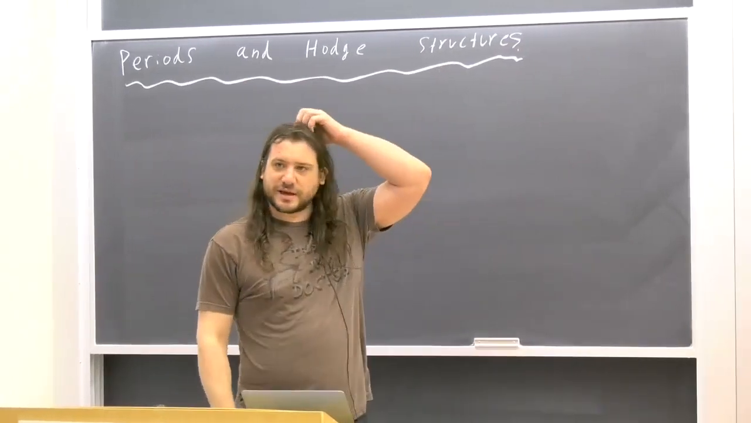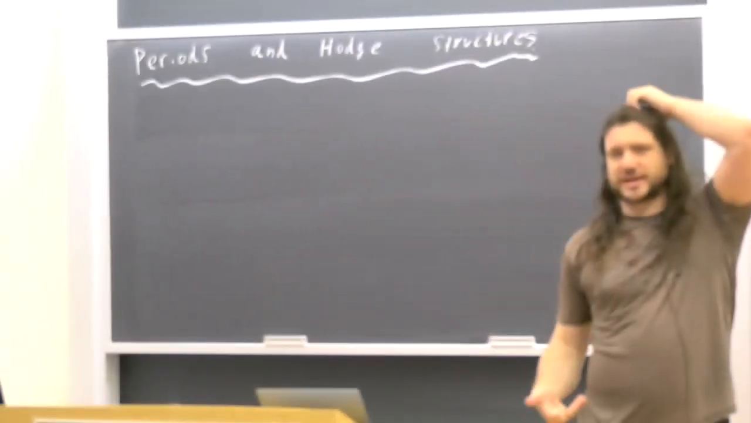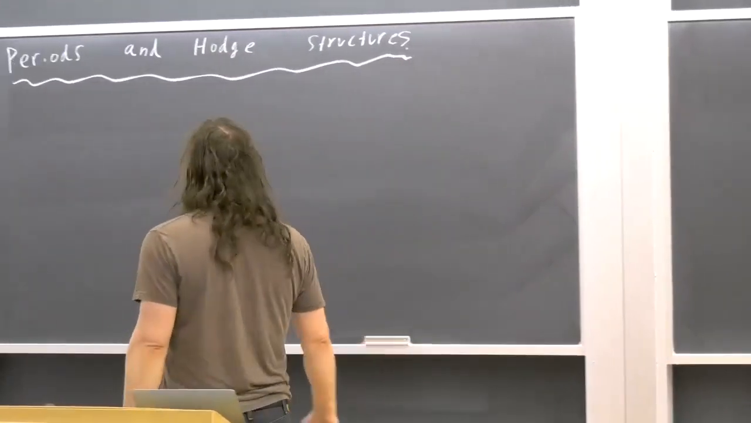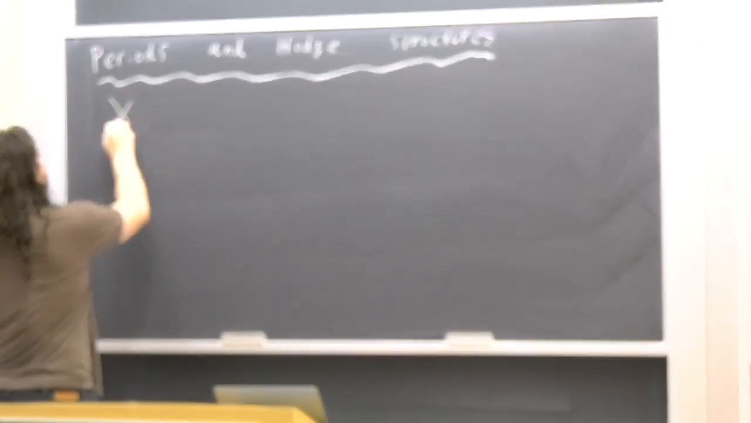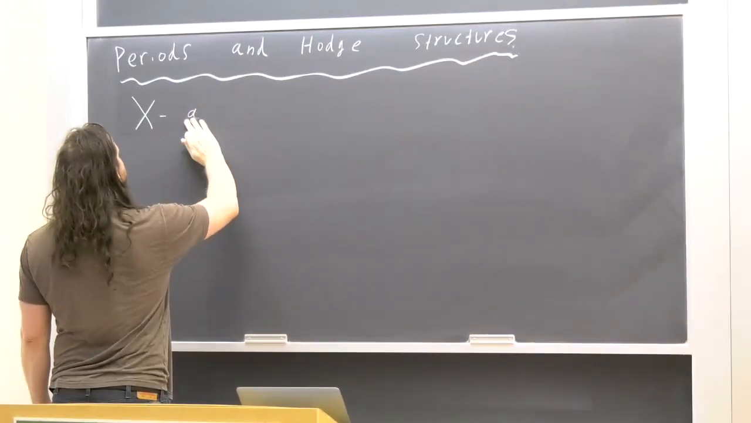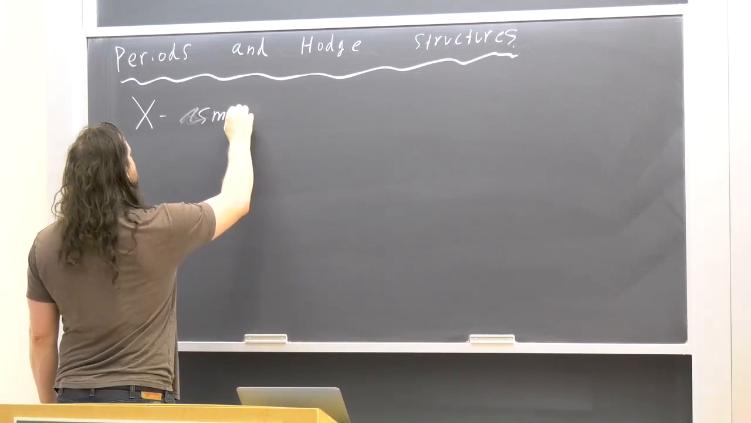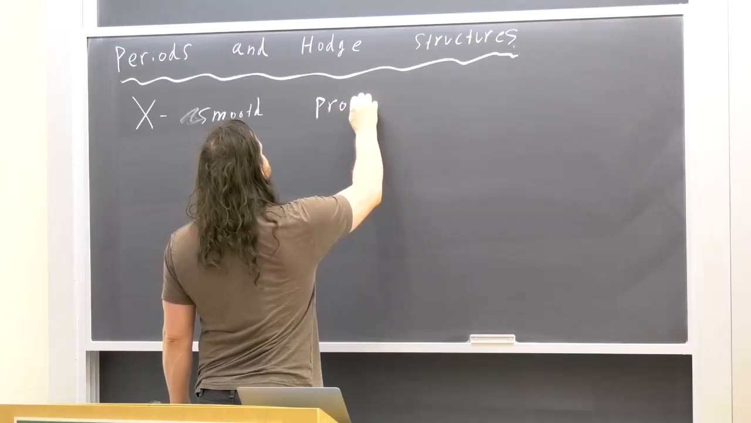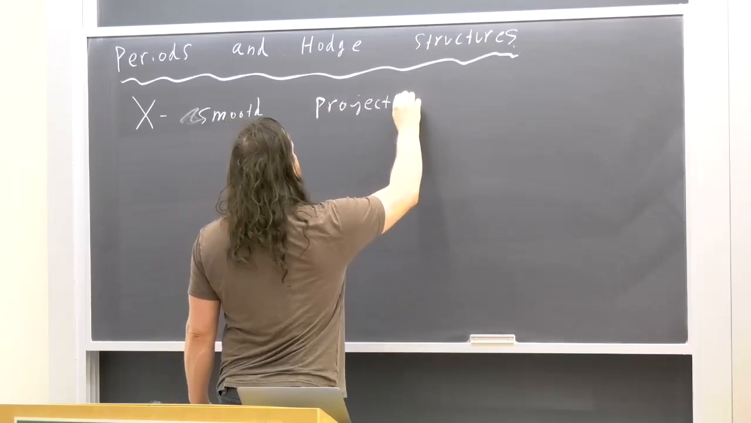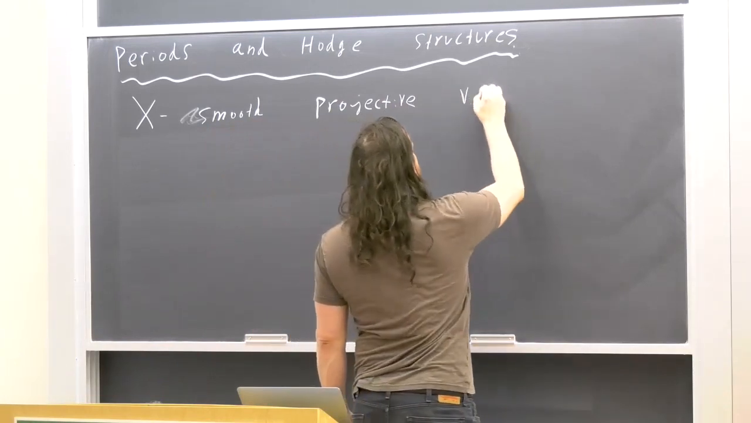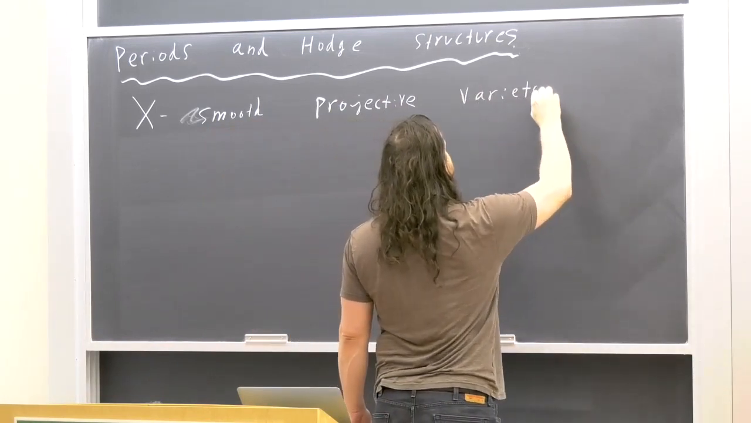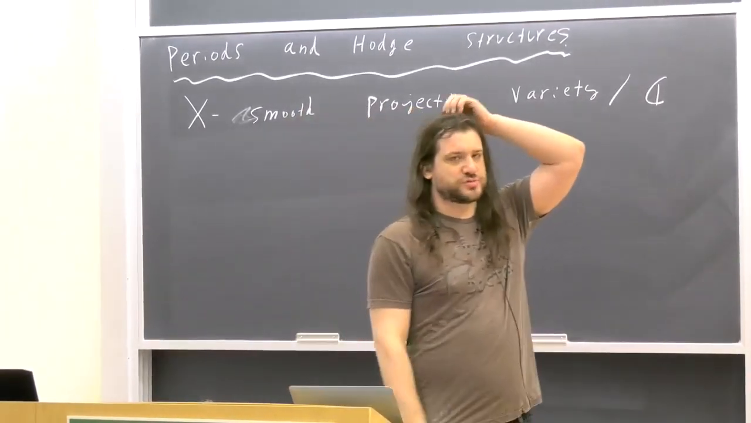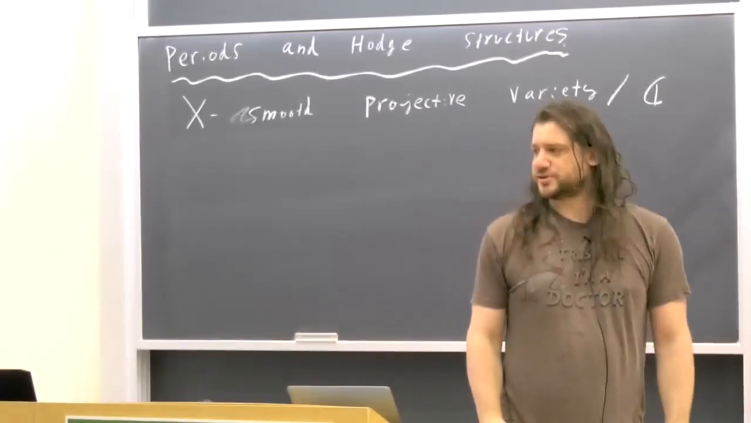So to motivate the kinds of functions and the kinds of maps we're going to want to apply o-minimality to, let's start by looking geometrically. So suppose that X is an algebraic variety. And to make life simple, let's make X a smooth projective variety, and not doing anything fancy, just working over the complex numbers.